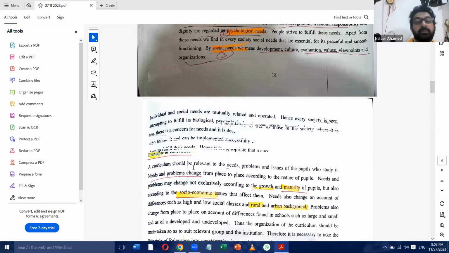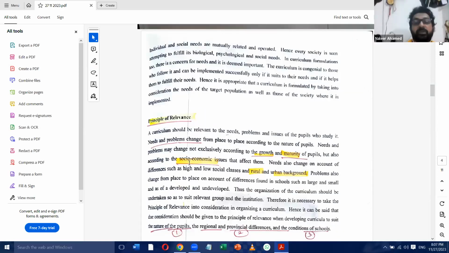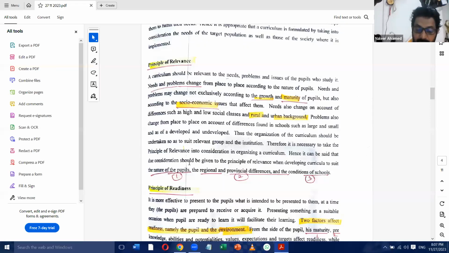Next, principle of relevance, because it should suit when you design. Again, when we design or implement a curriculum, it should match the requirements. One should feel that, yes, this is acceptable. This is relevant to the society. This curriculum is relevant to the time. Now, it's relevant to the country's economical situation or something like that.